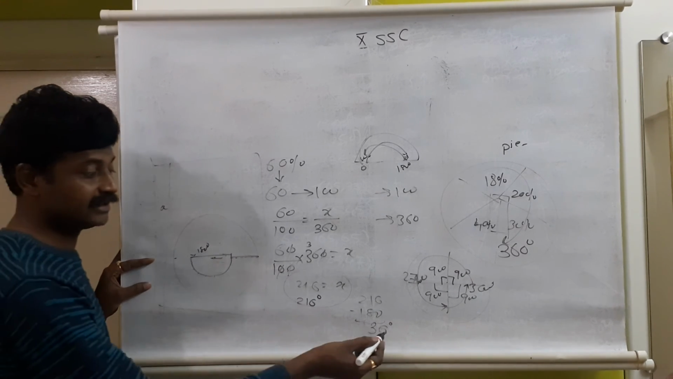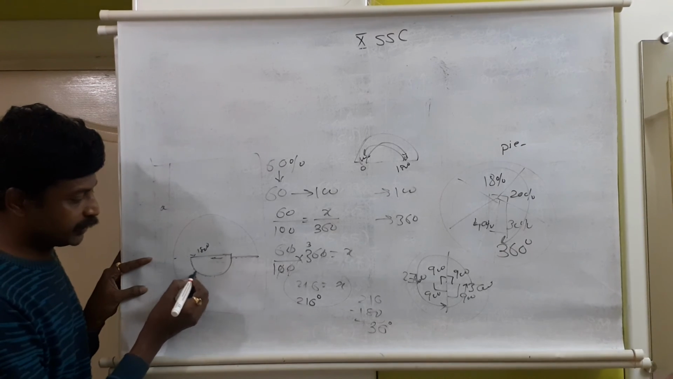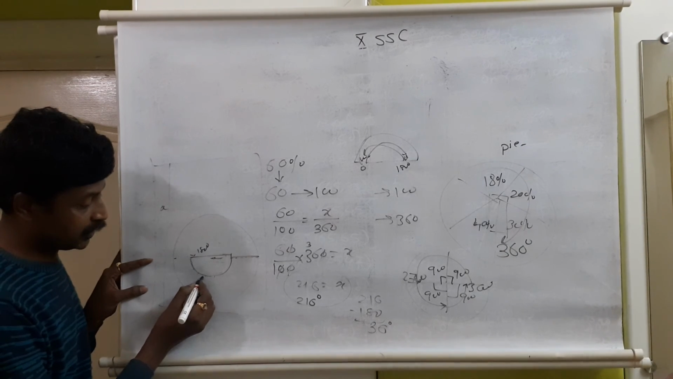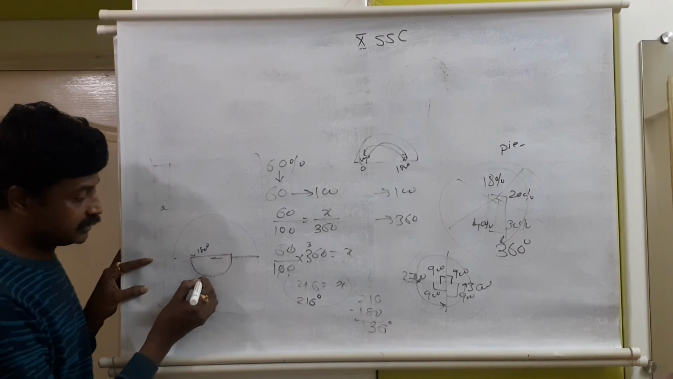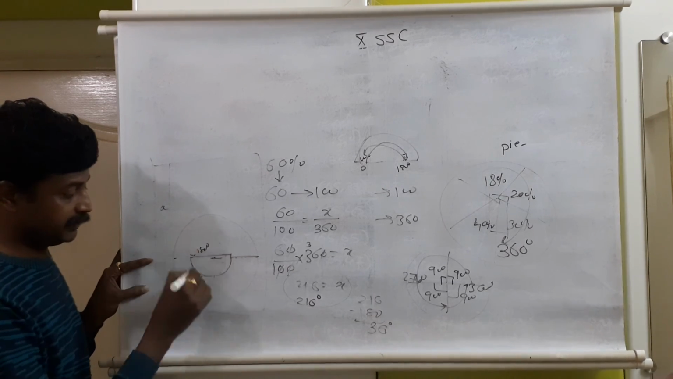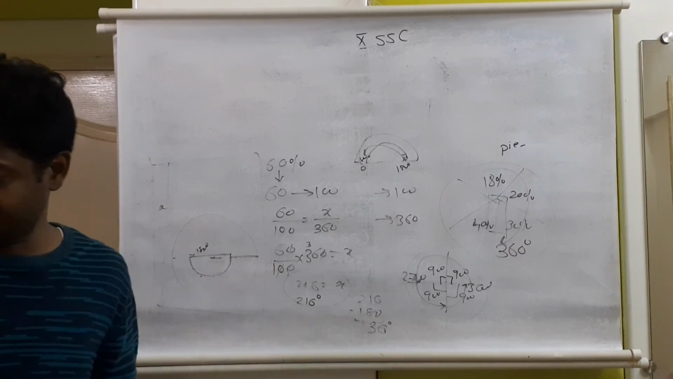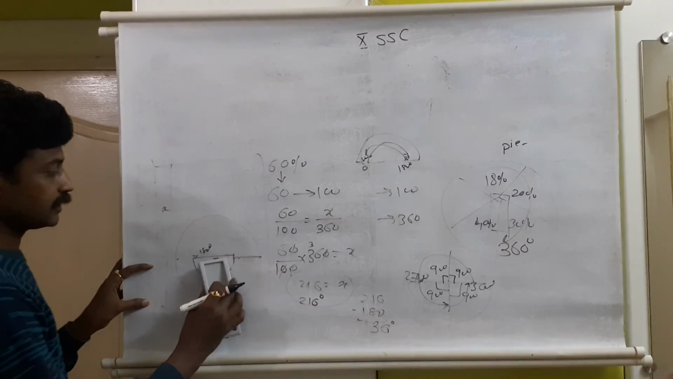We want how much additional? 36. So 10, 20, 30. After 30, 6 small lines: 1, 2, 3, 4, 5, 6. So it will come before 40, at 36. This point is showing 36. So 180 plus 36 can cover 216. Then remove the protractor from there.